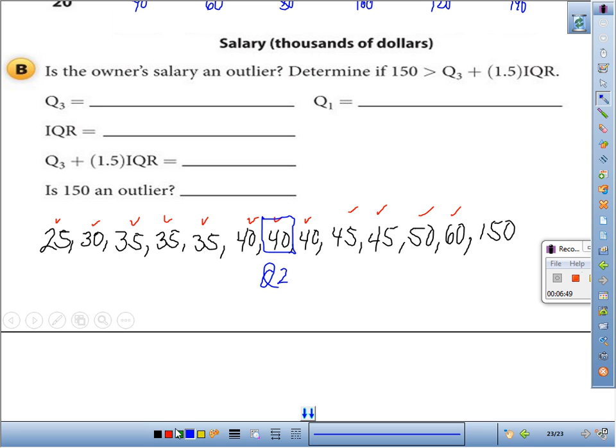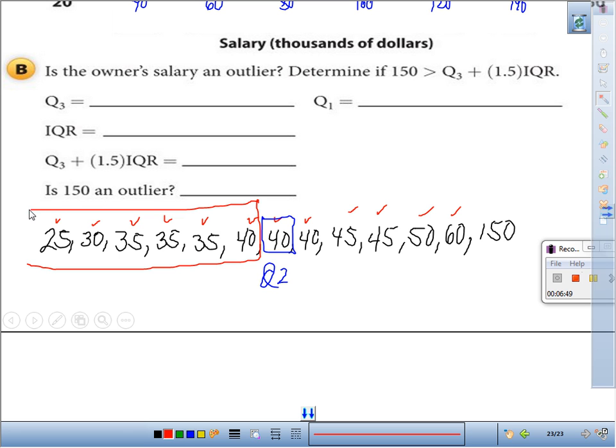Once we find the median, it divides our data into two sections. It divides us into a lower section, which is this one in red, and an upper section, which is this one in green. So check this out. To find the Q1, which is the one on the left side, I want you to find me the median of this data right here. So let's do that all together. So what is the median of the lower part of the data?